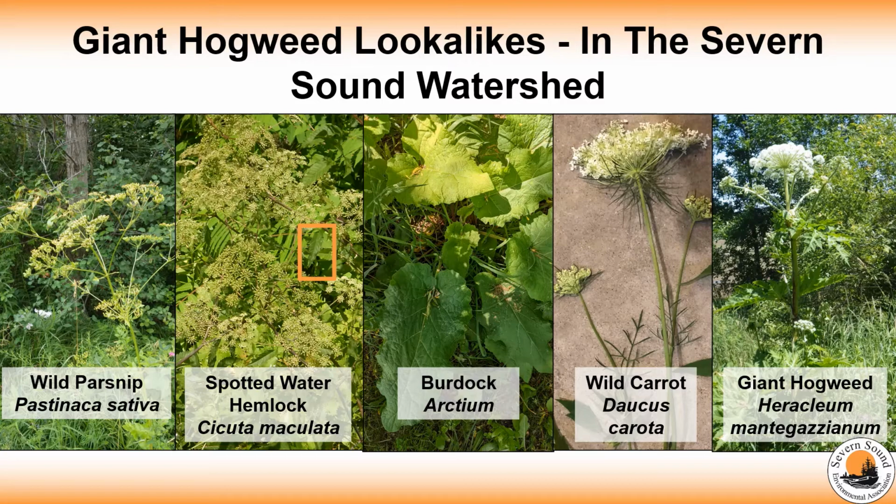Next is burdock, which from afar, since it has those deep green but large leaves, can be mistaken for giant hogweed, but once you approach it closer, you can notice that it's not lobed like giant hogweed is. Next, we have wild carrot, also commonly called Queen Anne's lace. This plant also has the white umbels, but is significantly smaller than giant hogweed, only growing to a maximum height of 1.5 meters tall, and its leaves are only about 10 centimeters long.